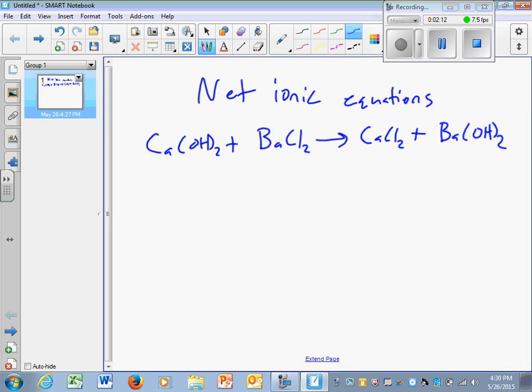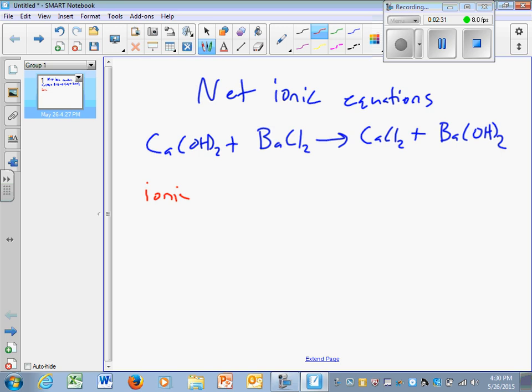Okay, so I'm going to start with calcium hydroxide plus barium chloride makes calcium chloride plus barium hydroxide. The first thing I have to do is make what's called an ionic equation. In an ionic equation, we break things up into ions.